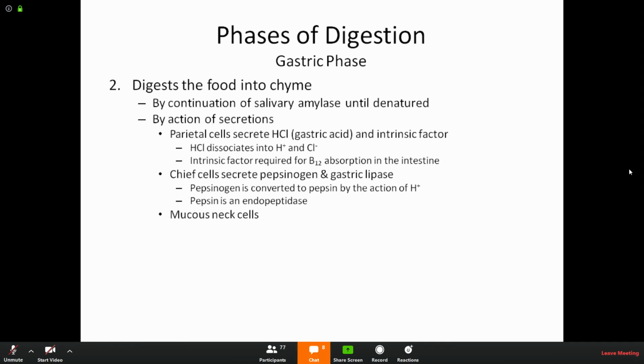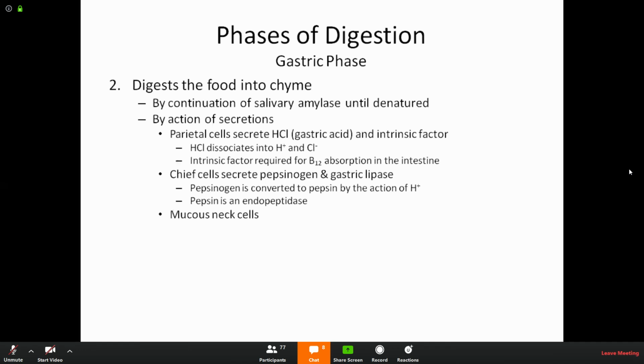There are also mucous neck cells, which help in secretion of mucus, so that food can be easily mixed, and it can be easily lubricated.